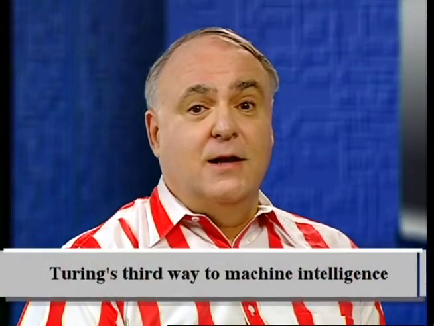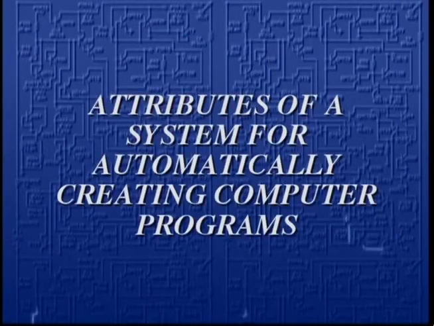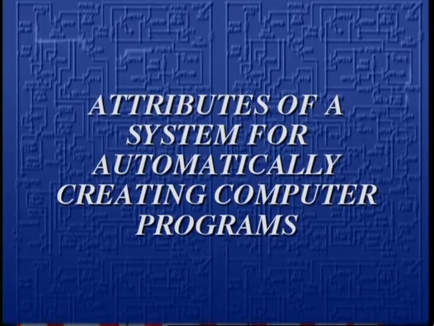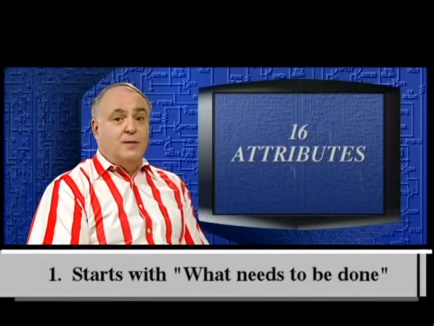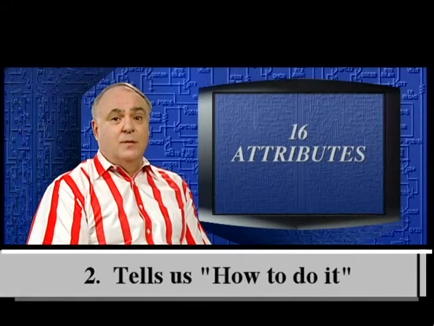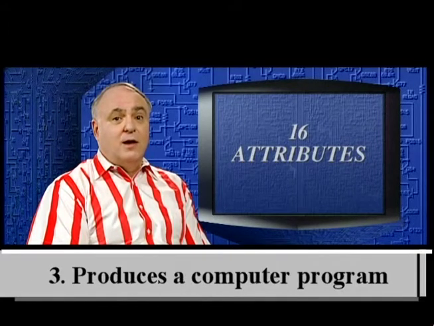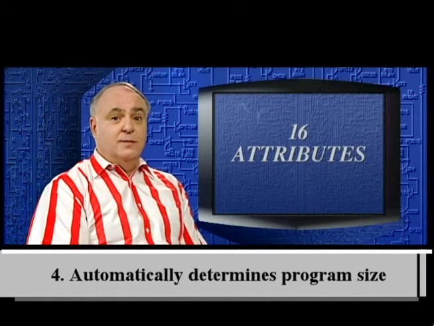Genetic programming is an evolutionary search based on Turing's third way to create a system for automatically creating computer programs. A system for automatically creating computer programs should start from a high-level statement specifying the problem's requirements and produce a sequence of steps that satisfactorily solves the problem. It should produce an entity that can be run on a computer. It should be able to automatically determine, on its own, the number of steps in the solution.